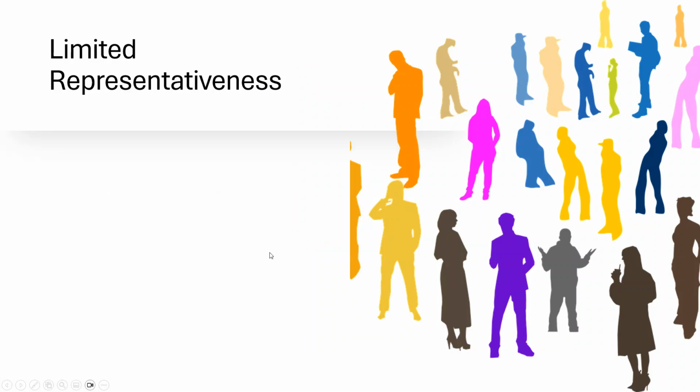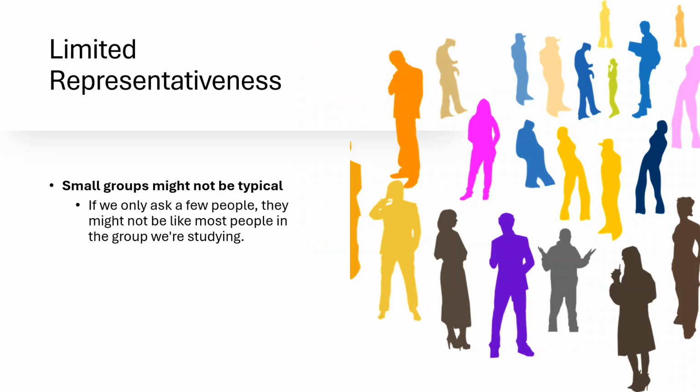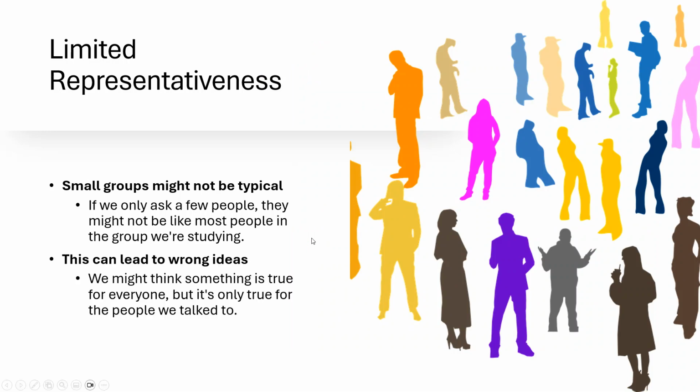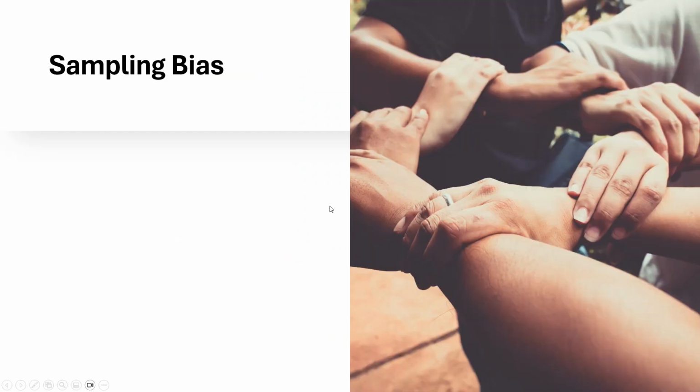Another term is representative or representativeness of the data, the questions that we're asking. So, for example, small groups might not be typical of the larger population, the bigger group from which they have been chosen. So, if we only ask a few people, they might not be like most people in the group that we are studying. This is a problem because it can lead to us having the wrong ideas. We might think something is true for everyone, but actually it's only true for the people we've talked to or have asked to fill in our questionnaires or take part in our surveys.